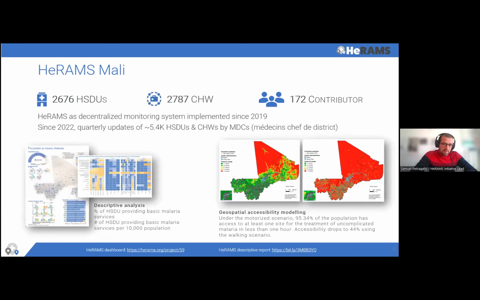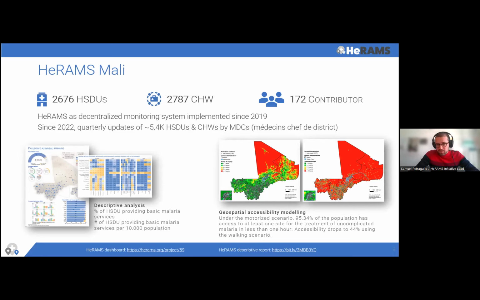There's a quick example here of Mali, where we are monitoring over 2,600 mostly facilities, HSDUs, over 2,700 community health workers as well, through a network of 172 contributors. And there's two examples of analysis here on the bottom. So on the left is what we've been doing historically. So it's looking at the percentage of HSDUs that are providing basic malaria services, for example, or the number of those HSDUs providing basic malaria services against the population, which is the small table you're seeing here. And we're basically comparing the availability of that service through those two indicators.